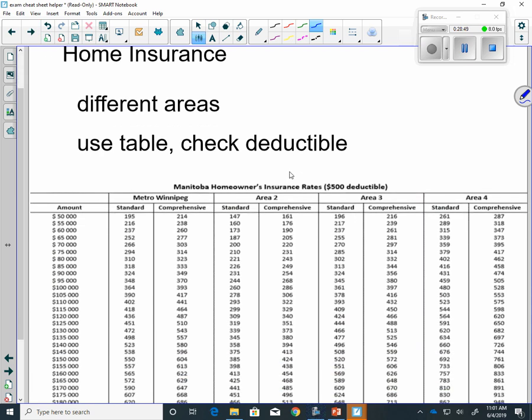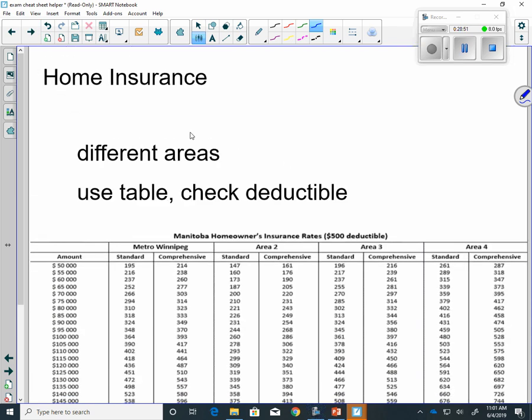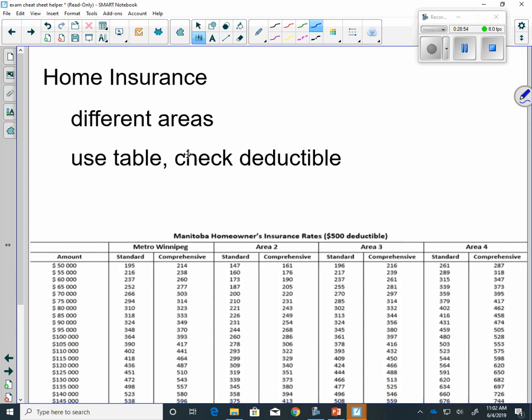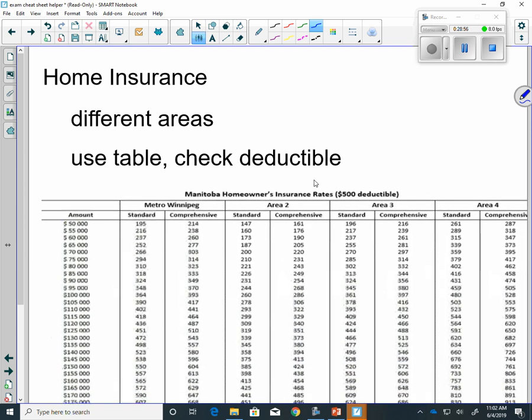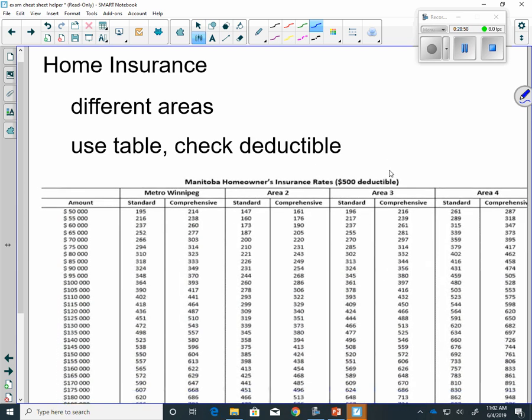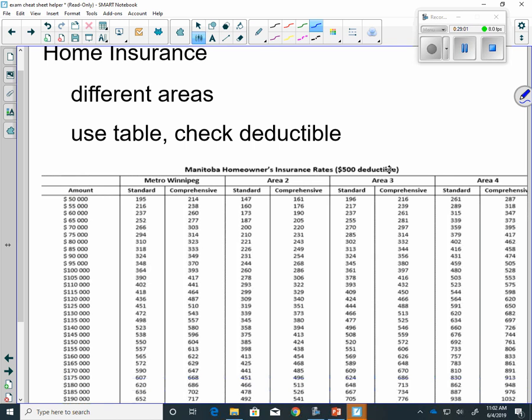Okay, so under home insurance, just a reminder, this is more reminders than anything. There are different areas, so you have to use the table and be sure that you check the deductible. You will get this table if that question appears. There's different areas: Metro Winnipeg, Area 2, Area 3, Area 4. The rules were like how far away you were from a fire hydrant. The book pretty much explains exactly which area. This is an old one.